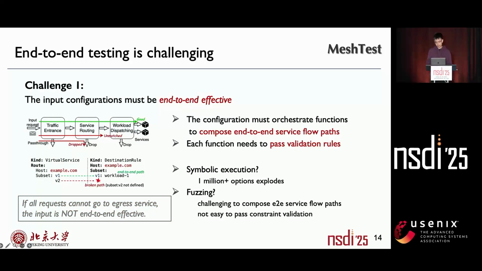To do so, the resources must cooperate to connect to each other from the source to the destination service. As a result, they will compose end-to-end service flow paths from the entry to the exit. Besides, it should also pass validation rules for each function to make sure the service mesh can accept it. We all know that symbolic execution and fuzzing are common practices for generating test cases, but they cannot be directly applied to service mesh systems. This is because symbolic execution always explodes in the options, and fuzzing is very difficult to compose end-to-end service flow paths and not easy to pass validation.